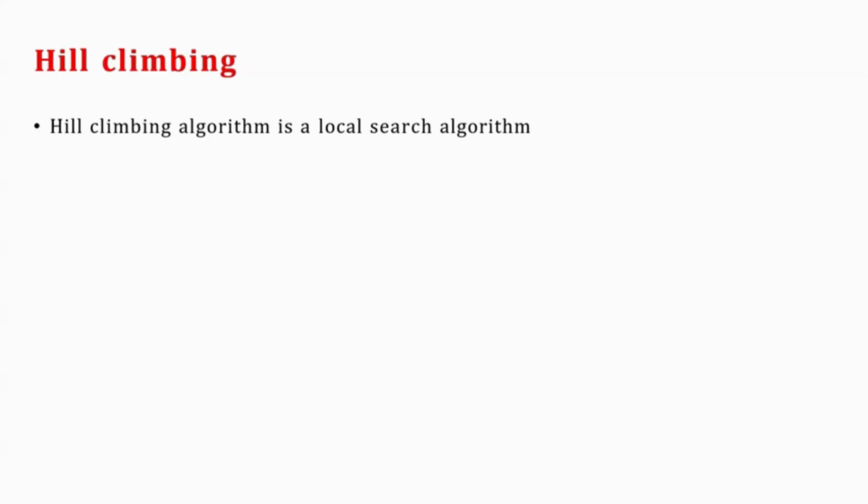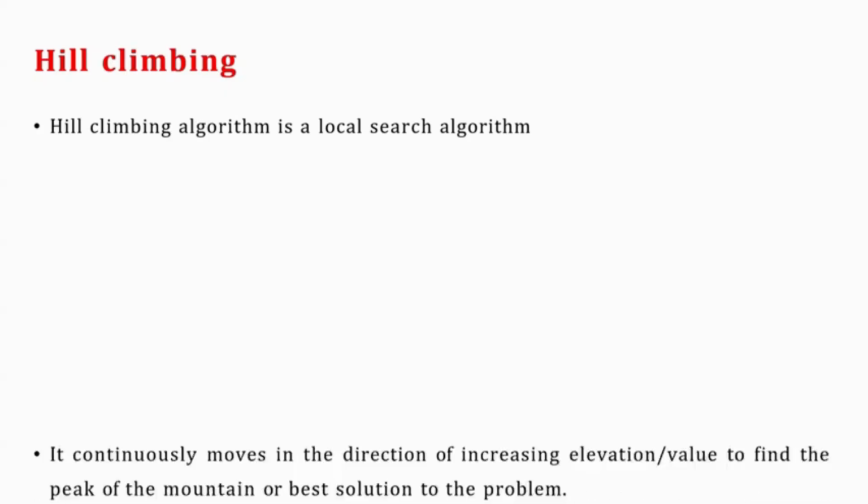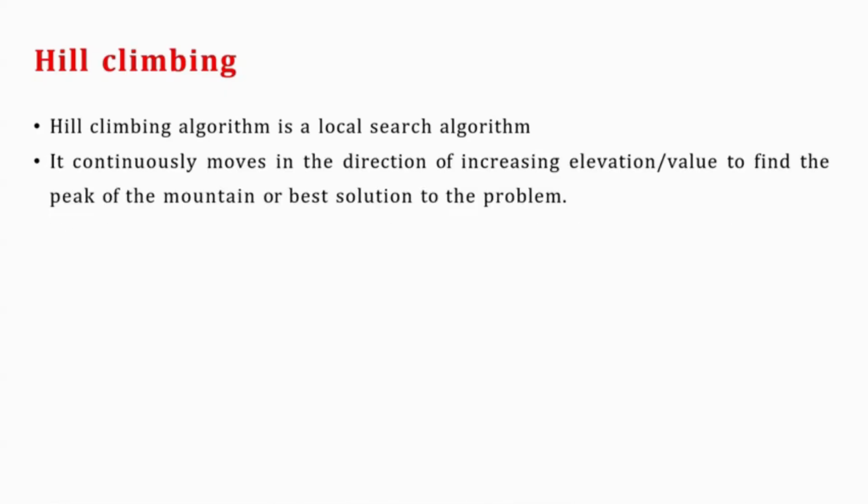Hill climbing is a local search algorithm. This means it explores the immediate neighborhood of the current solution rather than looking at the entire solution space, right? So we continuously move in the direction of increasing value. At each step, it selects a neighbor state that improves the objective function.